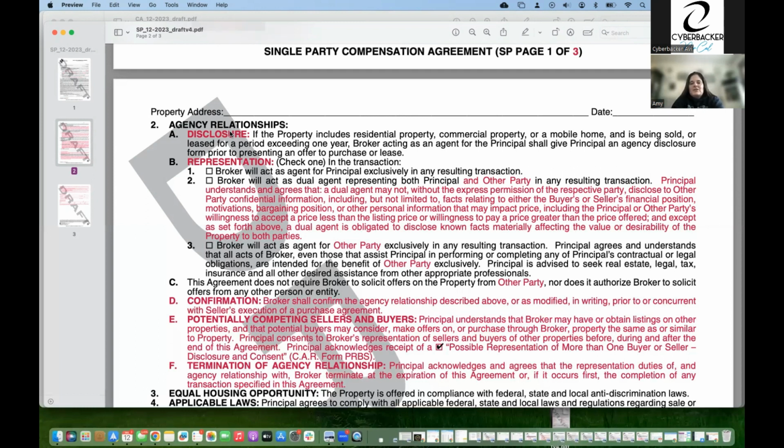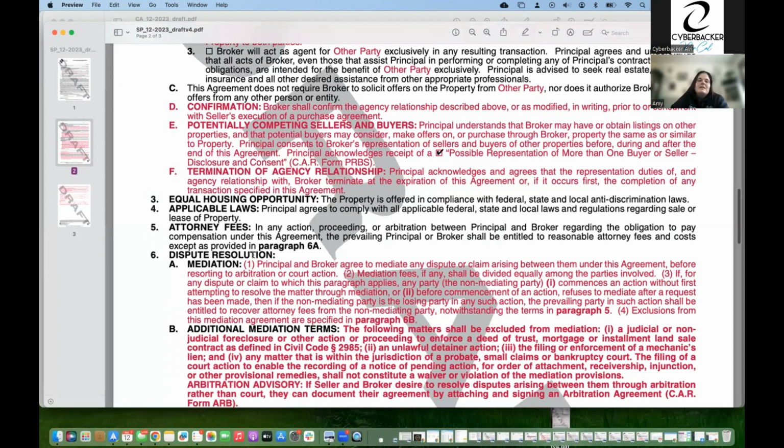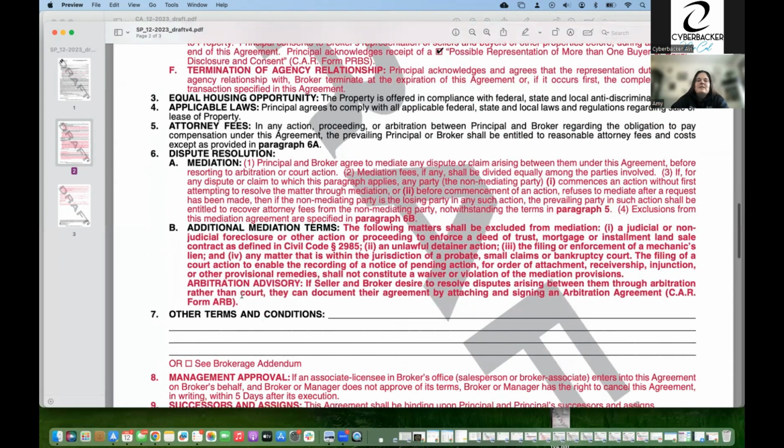Termination of agency relationship. Principal acknowledges and agrees that the representation duties of an agency relationship with broker terminate at the expiration of this agreement, or if it occurs first, the completion of any transaction specified in this agreement. Then we have the regular equal housing opportunity, applicable laws, attorney fees. Dispute resolution is what's covered next, which they've added.